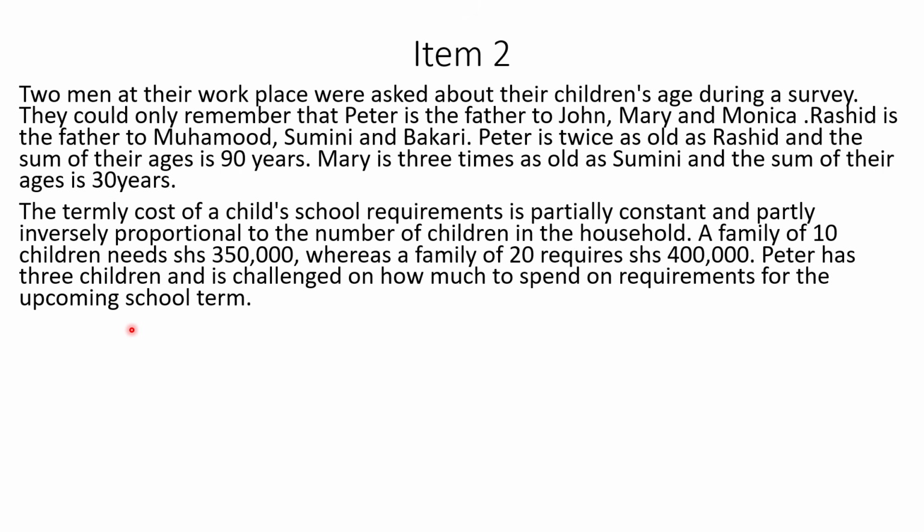And then the second paragraph reads, the terminal cost of a child's school requirements is partially constant and partly inversely proportional to the number of children in the household. A family of 10 children needs 350,000 shillings, whereas a family of 20 requires 400,000. Peter has 3 children and is challenged on how much to spend on the requirements for the upcoming school term.